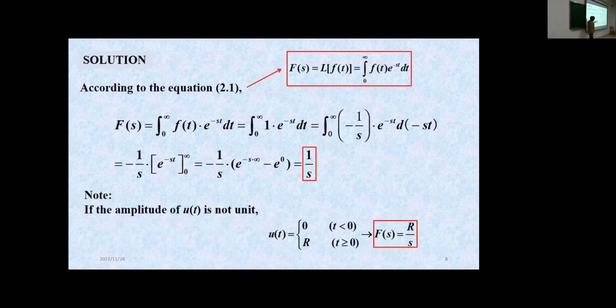If the amplitude of u(t) is not unit, that is to say, you have a value maybe 1, 2, 3, then for the Laplace transform of the step function, instead of 1, we should write R. Because you have R here, right? Then you can take R out of the integration part. Then you can still get R over s. So if the amplitude is not unit, then write the amplitude.